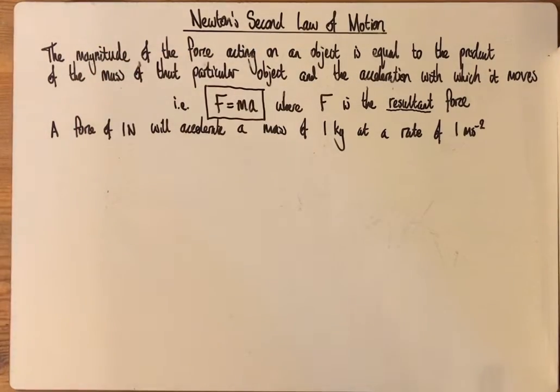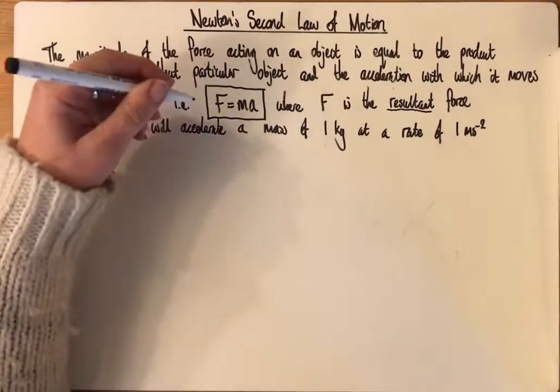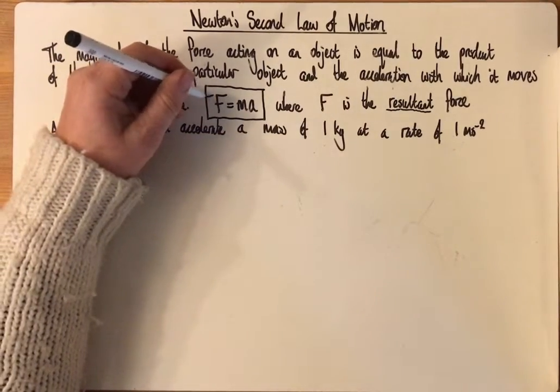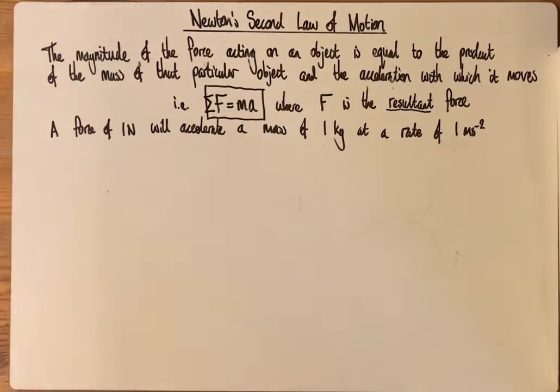resultant force. It might be an idea, I think you do this in physics, to write that as the sum of F equals ma, just to remind you that you're working with a resultant force and not to confuse that F with the F we use for friction.